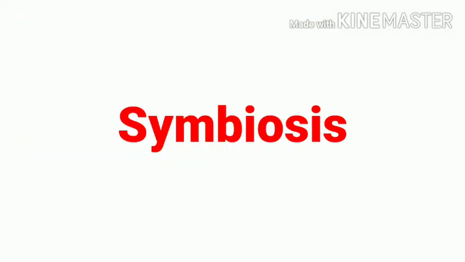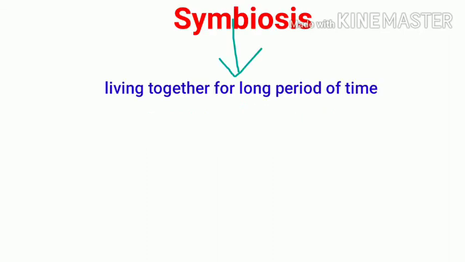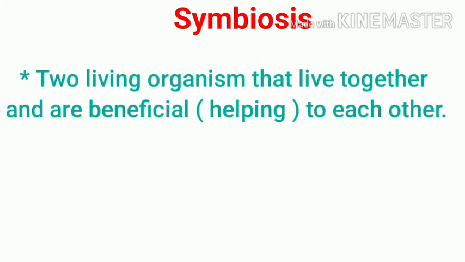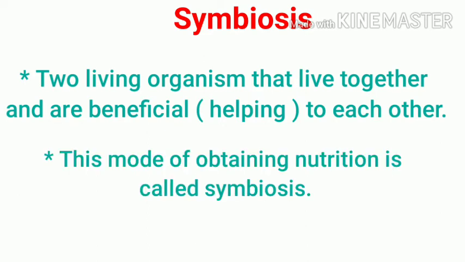Symbiosis. Next we are going to see symbiosis. Symbiosis means living together for a long period of time. That means two living organisms are living together and they are helping each other. That type of nutrition is called symbiosis. That way of living is called symbiosis.